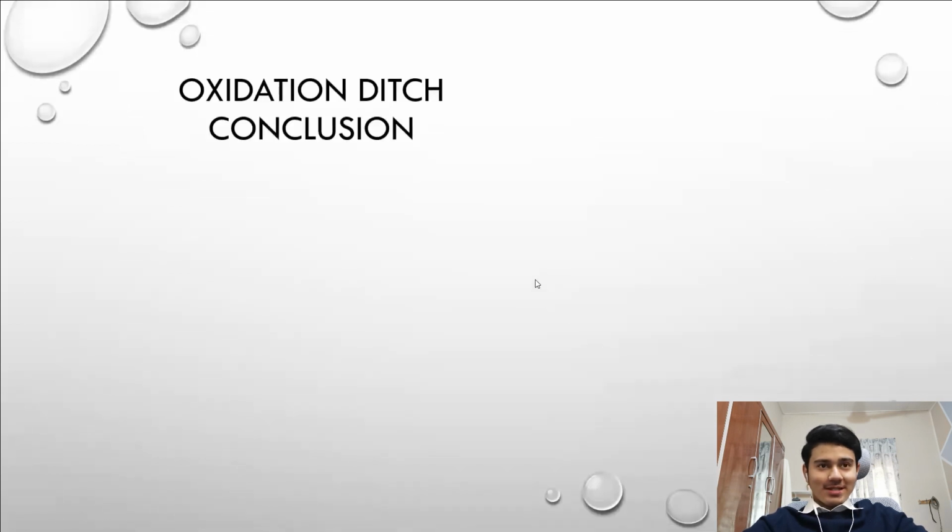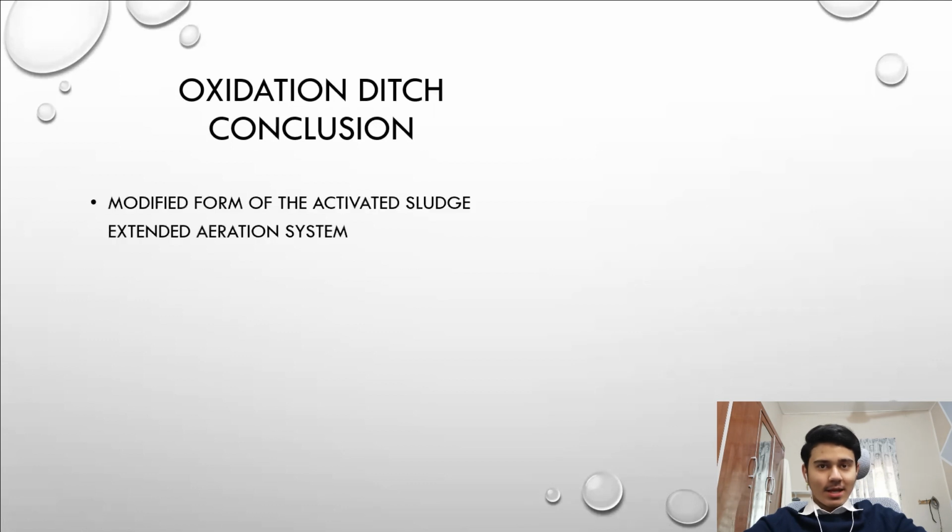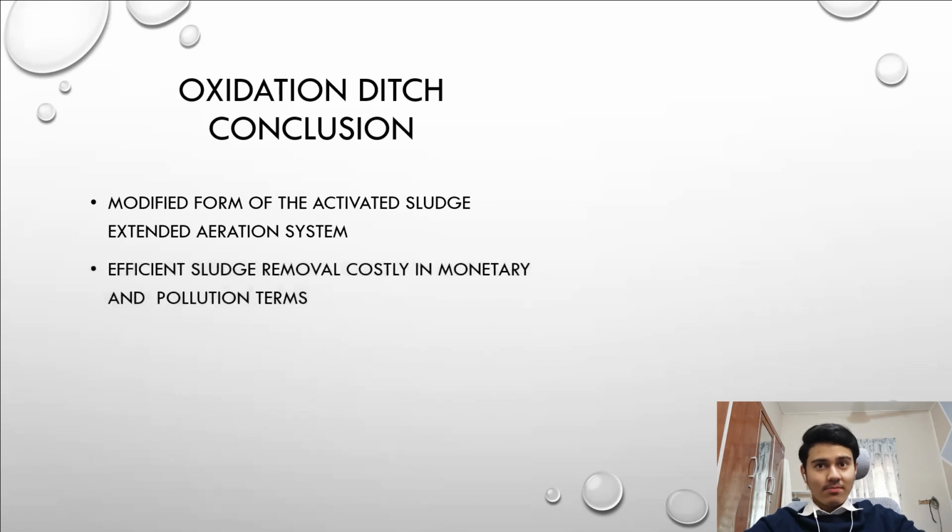As a conclusion, the oxidation ditch system is a modified form of the activated sludge extended aeration system that can achieve high performance while at the same time requiring relatively simple operational skills. Oxidation ditches have the advantage of much more efficient sludge removal, but they are costly, not only in monetary terms but also in terms of pollution to the environment.